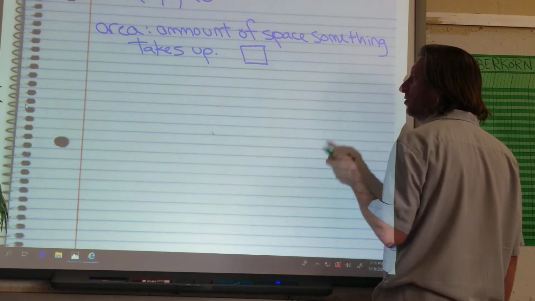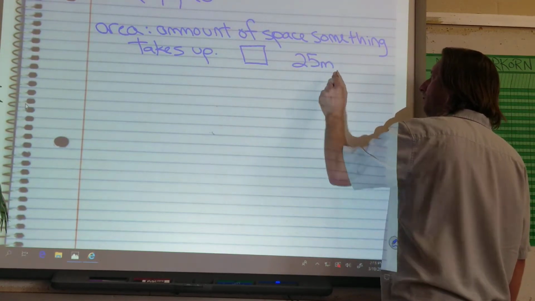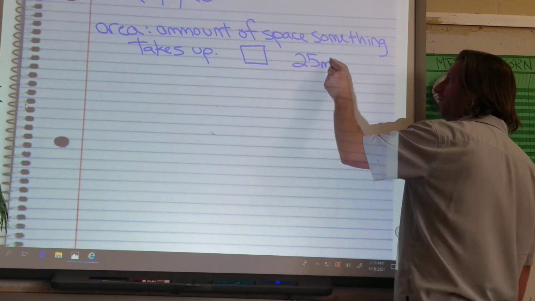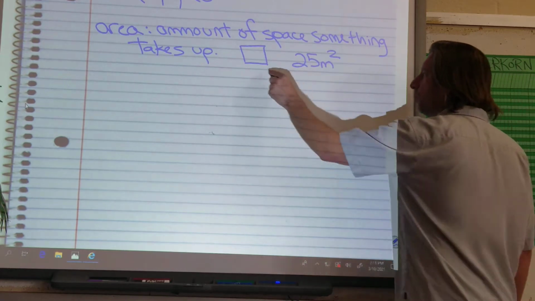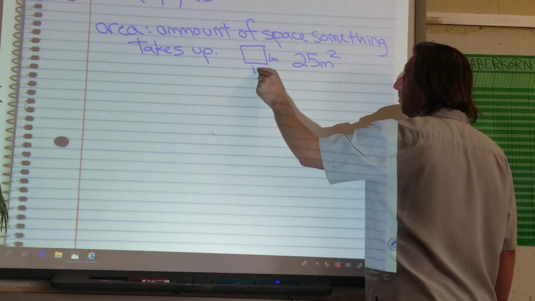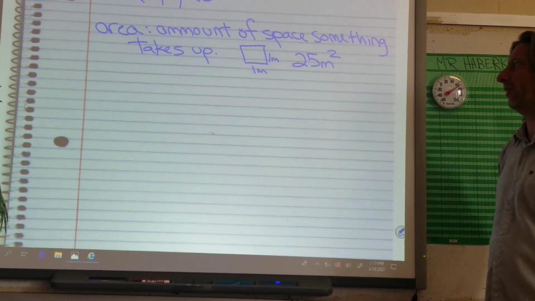So whenever we put an answer, if an area is 25 meters, if you get that for an area, you would put 25 meters squared, because it's 25 squares. Saying it's 25 squares that are 1 meter by 1 meter. All right, so when they say that, just for area, you do that, all right?